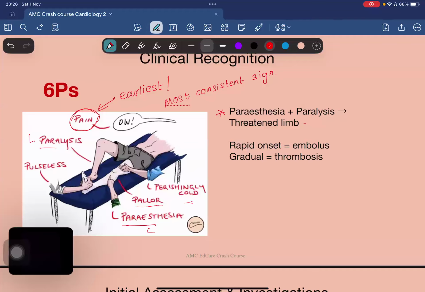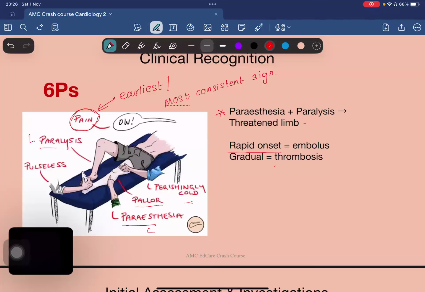Yeah, and just remember, an embolic event would cause a sudden, dramatic onset in a previously normal limb. If the cause is embolic, it would be rapid onset, so a sudden, dramatic one on a previously normal limb.